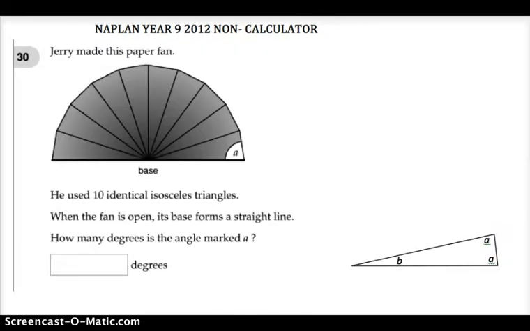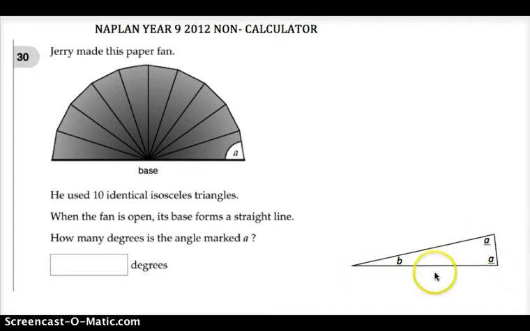This is the 2012 non-calculator paper, question 30. Jerry made this paper fan. He used 10 identical isosceles triangles. When the fan is open, its base forms a straight line. So here's the base, it forms a straight line. How many degrees is the angle marked A? Pause the video and attempt the question.